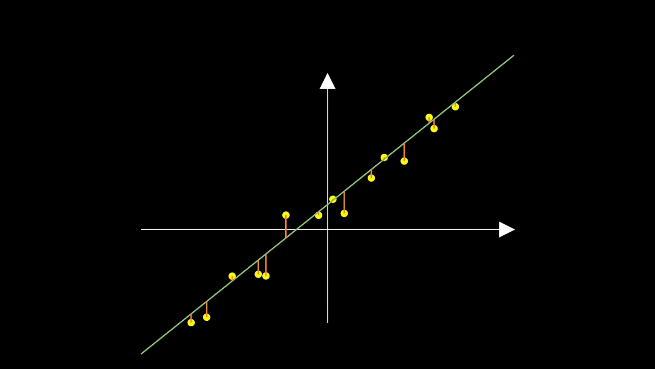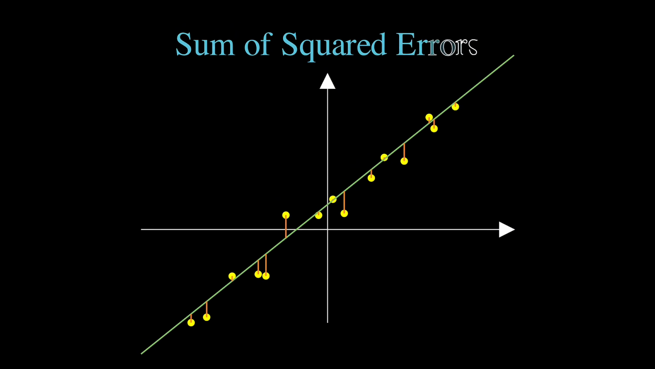Now, you might wonder why we don't just add up all these errors to get a total error score, but there's a problem with that approach, because some errors are positive when points are above the line, and others are negative when points are below, so they could cancel each other out and give us a false sense of accuracy.